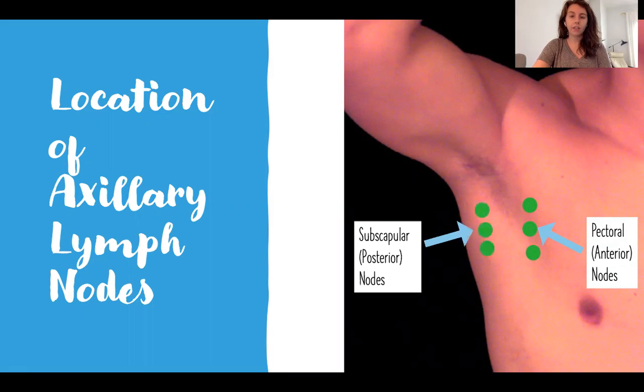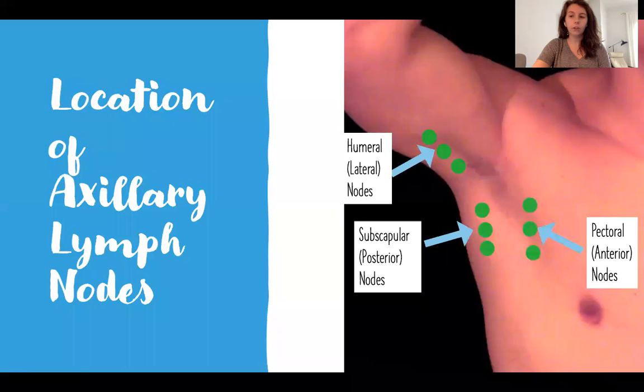Next, we have the subscapular or the posterior nodes, and these are located along the posterior axillary fold. They receive drainage from the posterior thoracic wall and the scapular region. Next are the humeral or the lateral nodes. These are located in the lateral wall of the axilla, and they receive drainage from most of the upper limb.